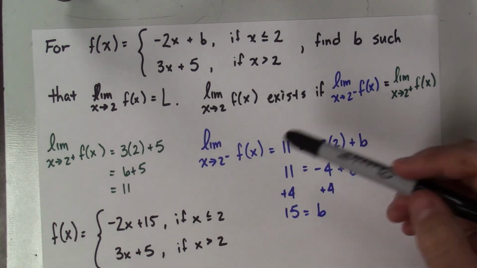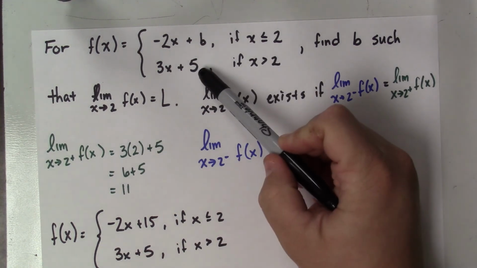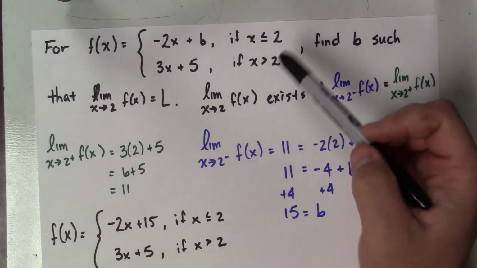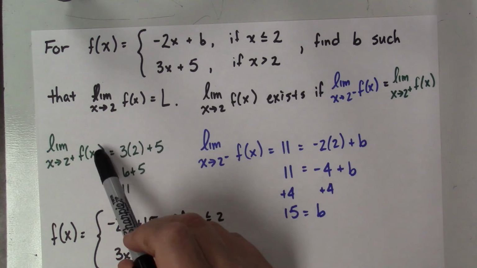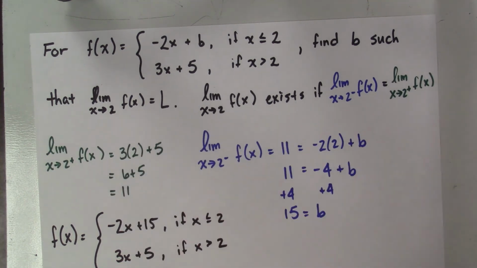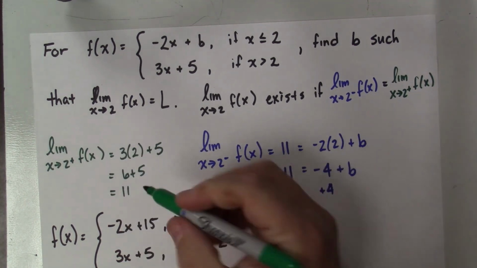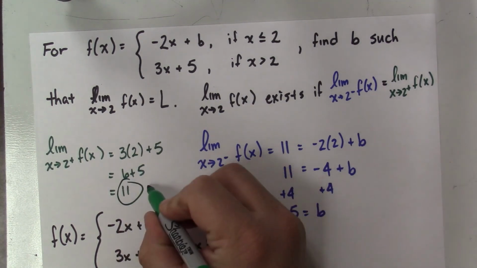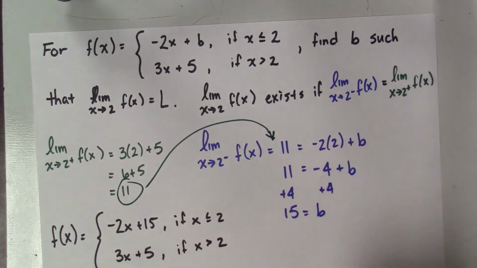So the key idea here is solve for the one that you can, work backwards, and make sure the two limits are the same. So here's the critical thing. We said, all right, this is 11. And if this limit is 11, for this to exist, that has to equal 11 as well. And we solve from there.